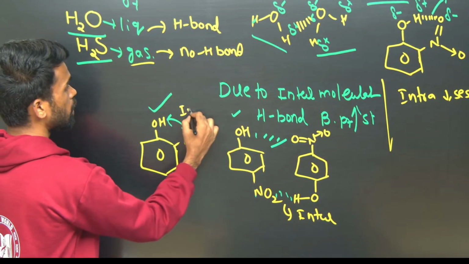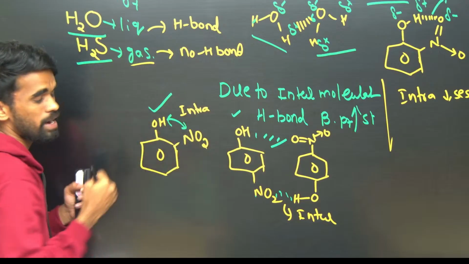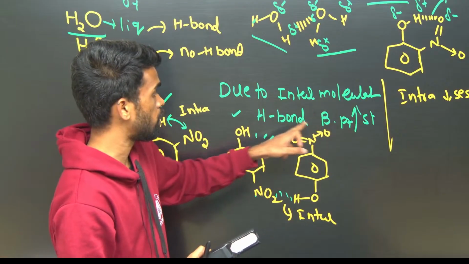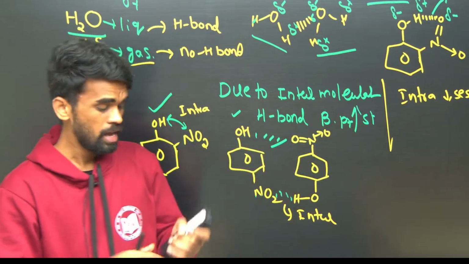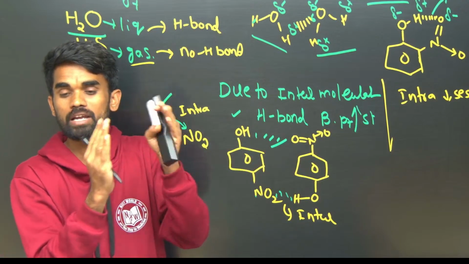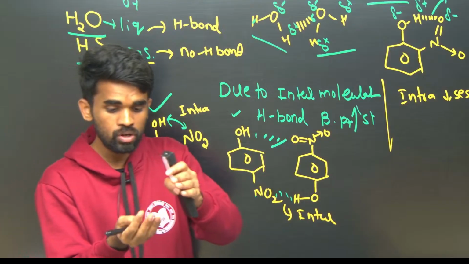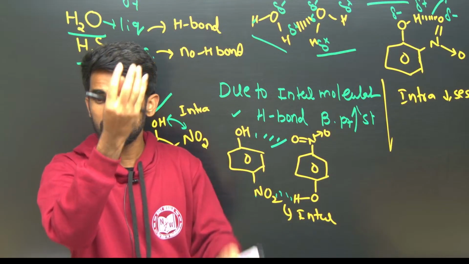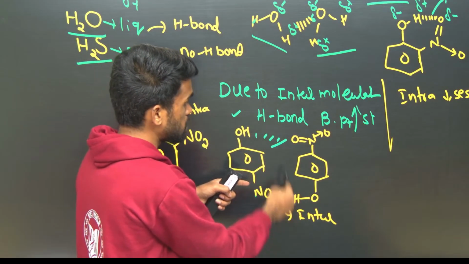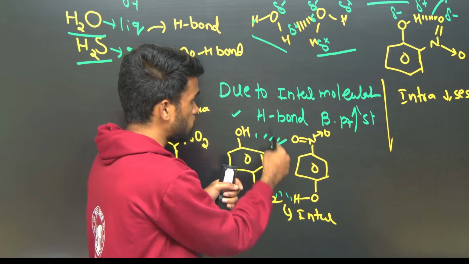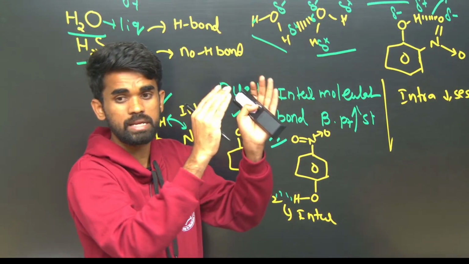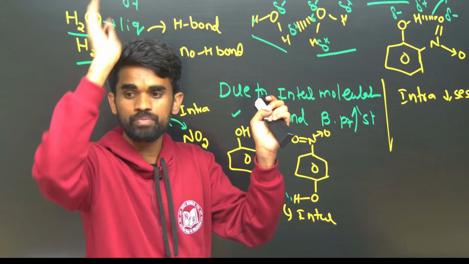Intra. So due to inter and intra, what happens to the boiling point? Due to intermolecular hydrogen bonding, boiling point increases. There will be n number of molecules, and between all the molecules we have hydrogen bonds. So in order to vaporize that, we need to supply a high amount of energy, because we need to break these hydrogen bonds. Only then does bond breakage take place, and the molecule slowly converts into the gaseous phase.